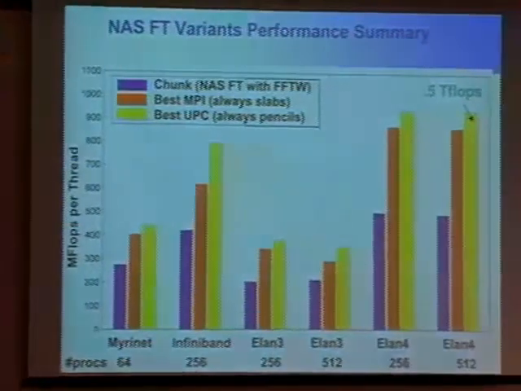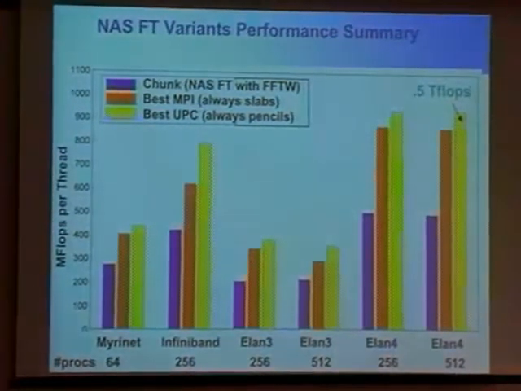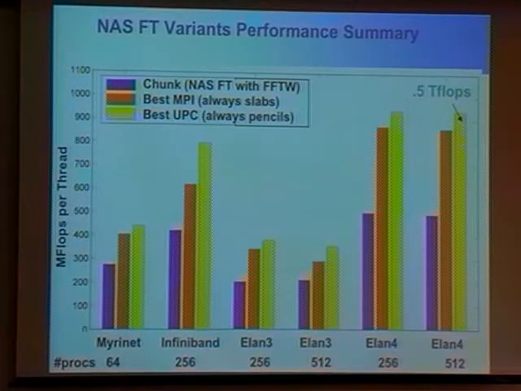This is the performance for those 3 different algorithms written in both MPI and in UPC, which uses one-sided communication. The blue bar there is the chunk algorithm. This is, by the way, the standard NAS FT, if you're familiar with the NAS benchmarks, so a 3D FFT benchmark, which is in the NAS benchmark suite. The only thing we did to it is we improved its performance a little bit by replacing the serial code with a library called FFTW, which is a highly optimized FFT that sort of self-tunes the FFT for the machine.